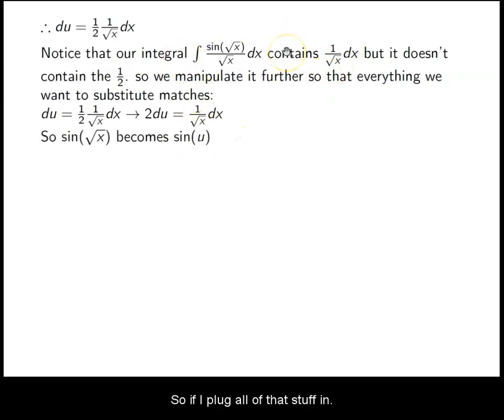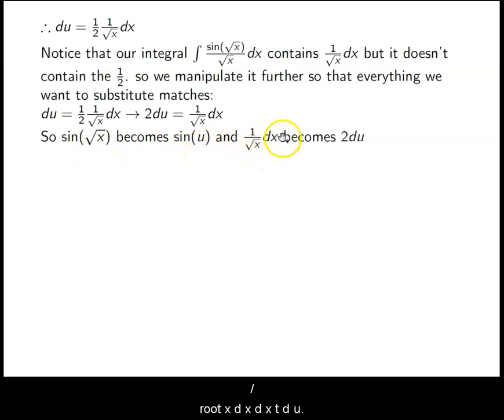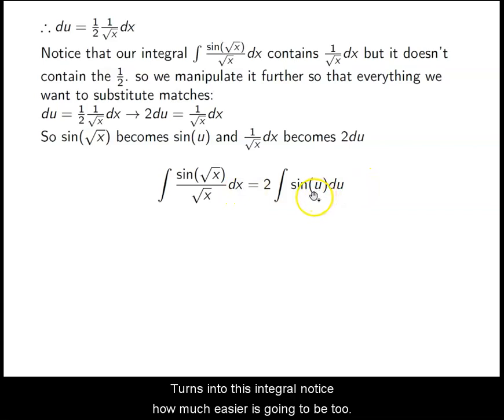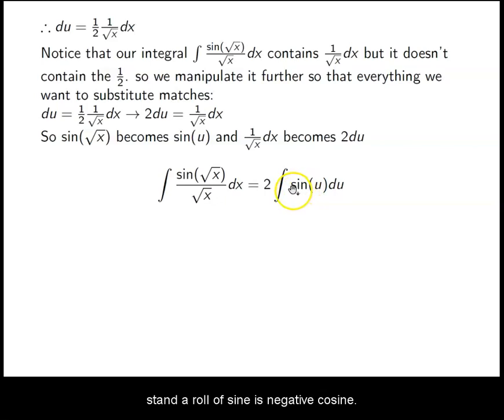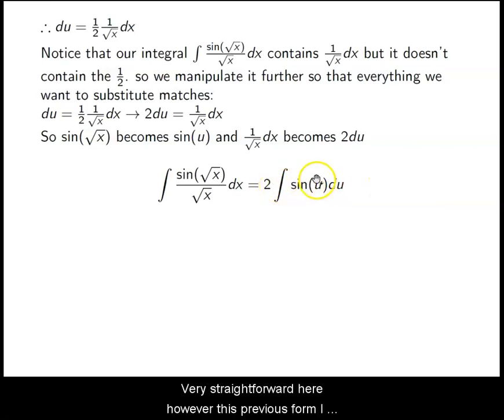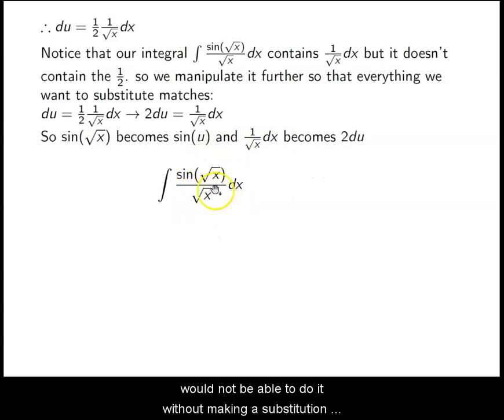So if I plug all of that stuff in, sine of square root of x becomes sine of u, and this 1 over root x dx becomes 2 du. So my integral here turns into this integral. Notice how much easier it's going to be to integrate this, right? I know what the integral of sine is. The integral of sine is negative cosine. Very, very straightforward. Here, however, this previous form, I would not be able to do it without making a substitution. I couldn't just integrate this.